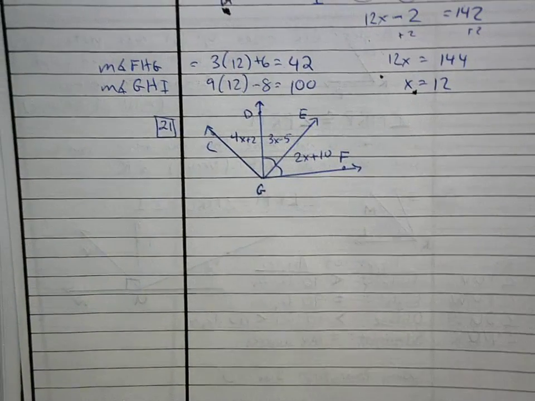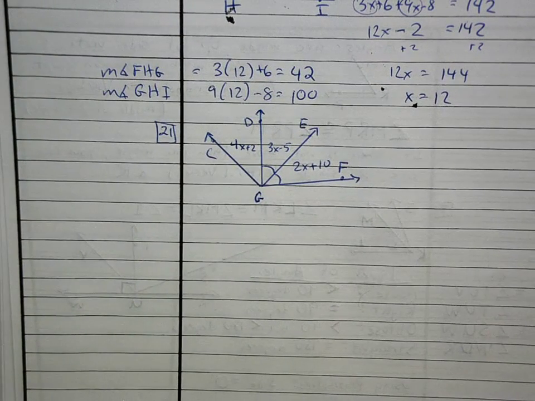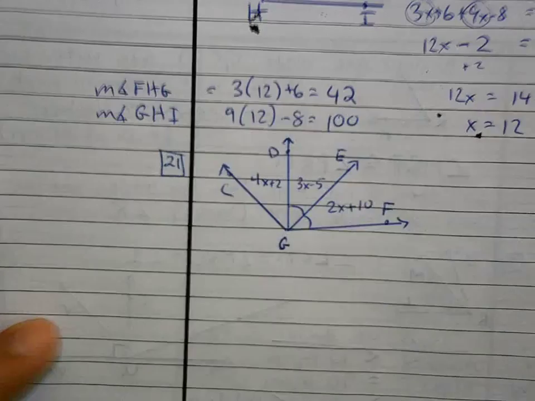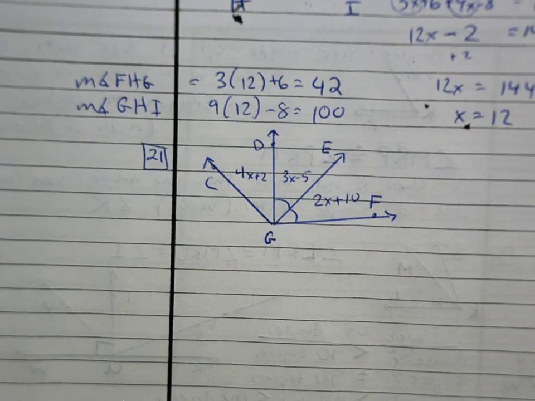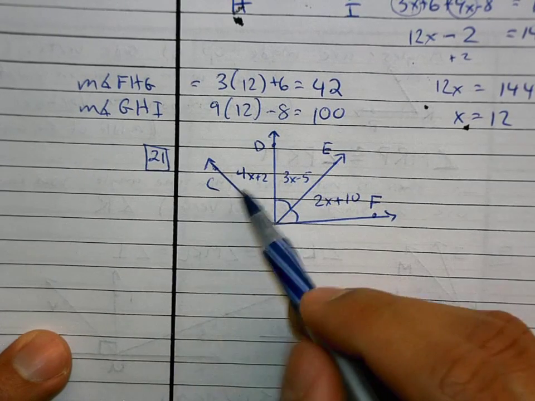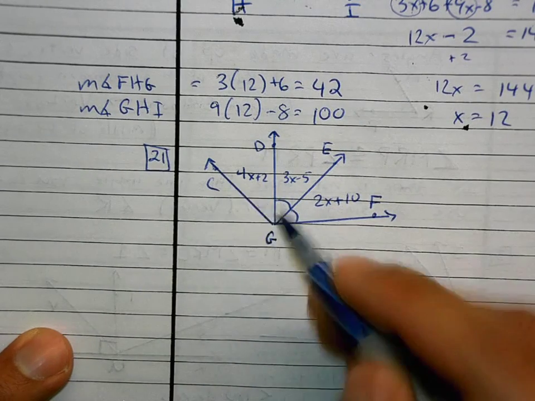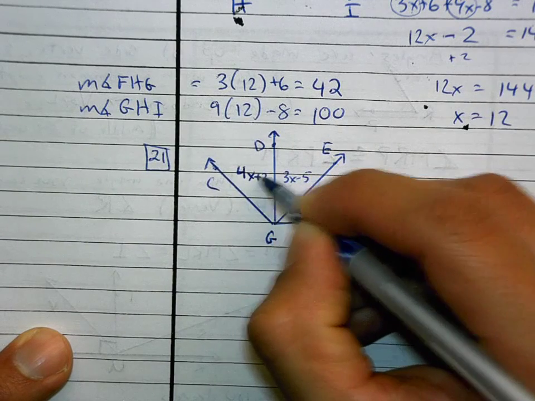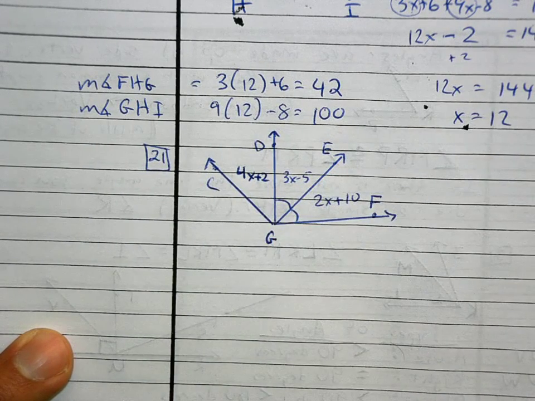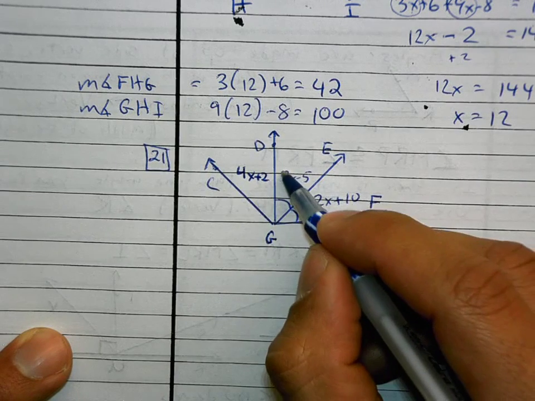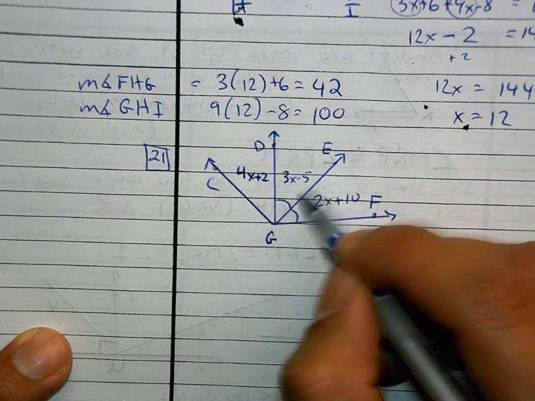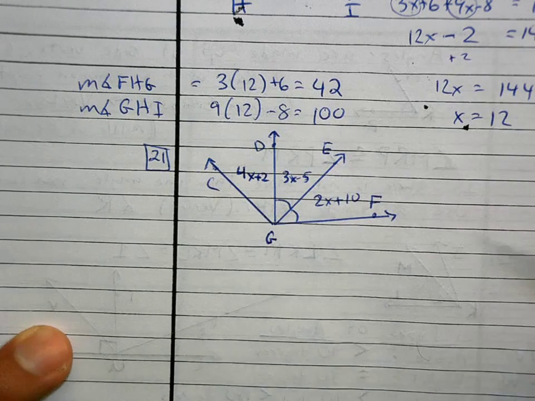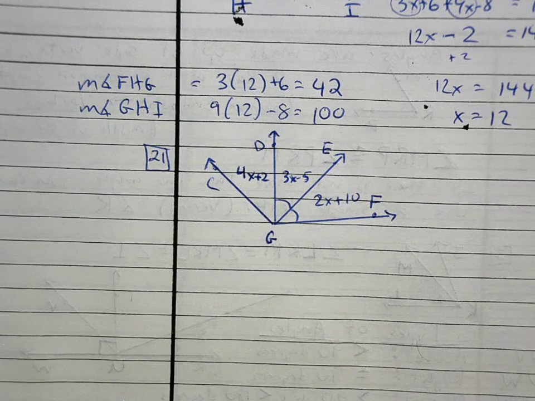So I'm going to add this to the bottom of your notes. This is number 21 on your worksheet. And I want to point out a couple things to you. It says CGD is 4x plus 2. So I actually put mine in my drawing. I recommend you put it in your drawing as well. And it says that DGE is 3x minus 5, and this is 2x plus 10. And it doesn't tell you anything else.